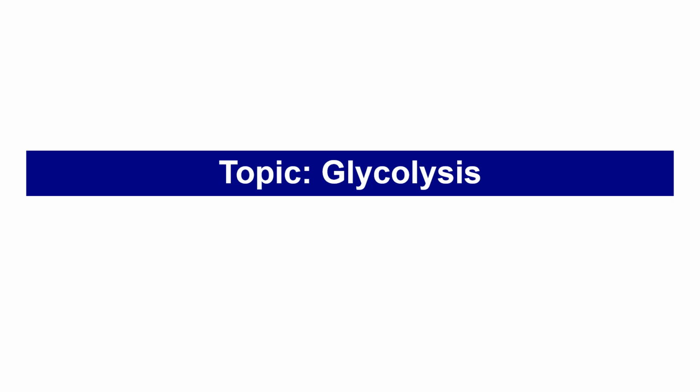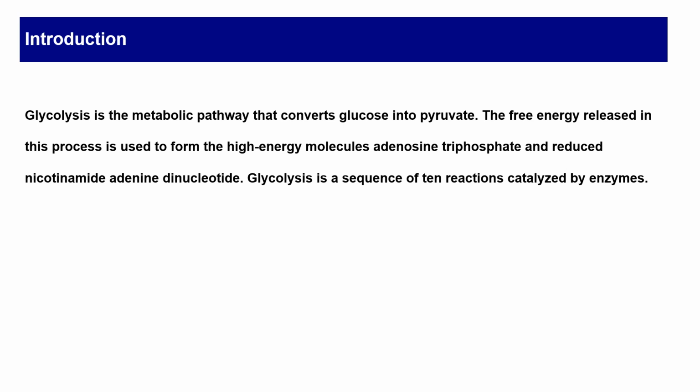So the topic is glycolysis. So what is glycolysis? It is a metabolic pathway that converts glucose into pyruvate. The free energy which is released in this process is used to form the high energy molecules, that is ATP, and the reduced NAD. Glycolysis is a sequence of 10 reactions which is catalyzed by various enzymes. So let us look at the reaction in detail.